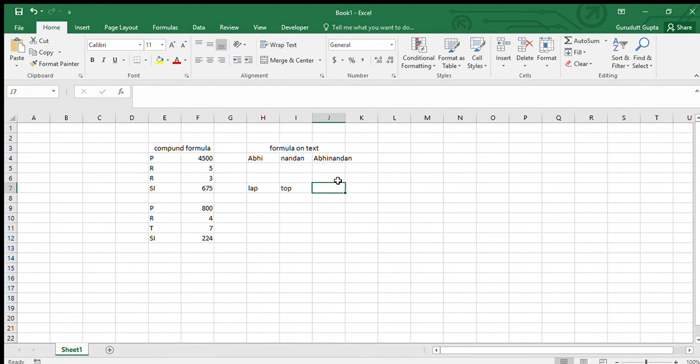The formula for text is equal to open bracket, the address of the cell, H7, and I7, close bracket, enter, and we got the answer.